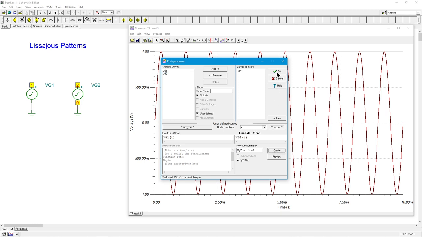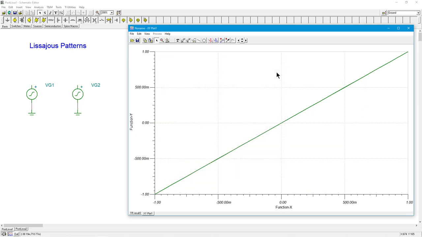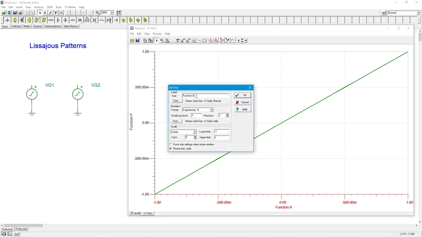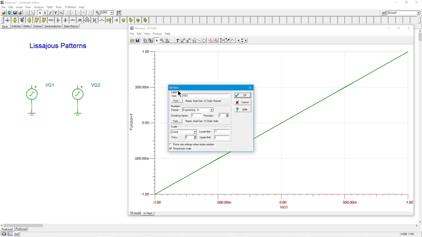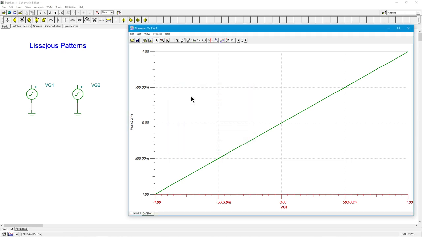Okay, so we're gonna have a new tab open up with this plot. Boom, there's our straight line. All right, pretty exciting. Eh, not really. But there it is, the X function, which by the way, we can change the names of these. The function X was VN. Excuse me, VG1. I was gonna call it VN1. And then, oh, look at that. Nice and sloppy. Well, that's a little better.